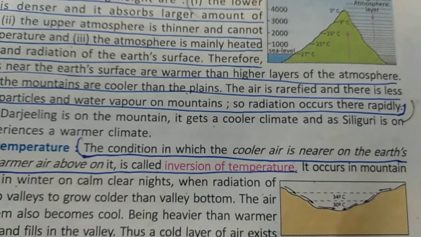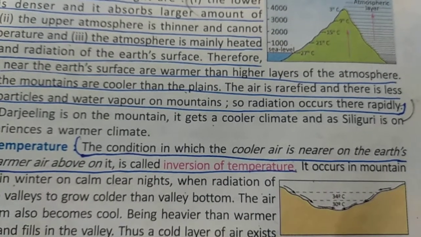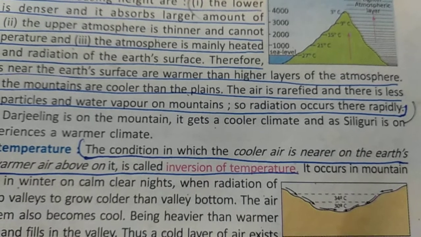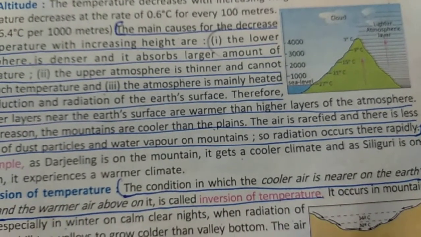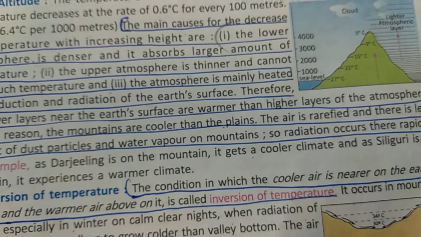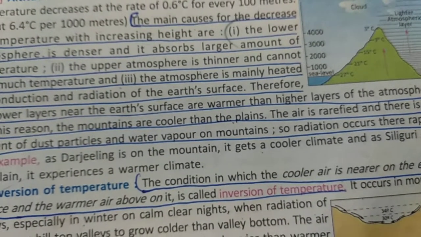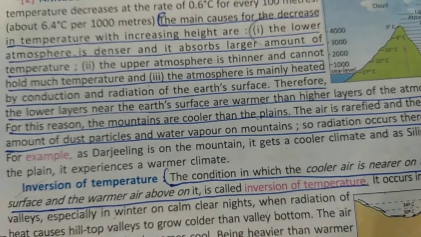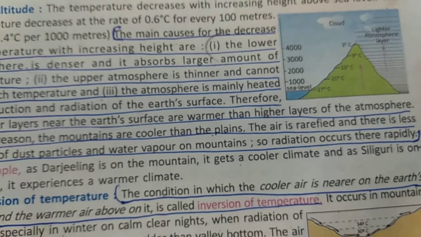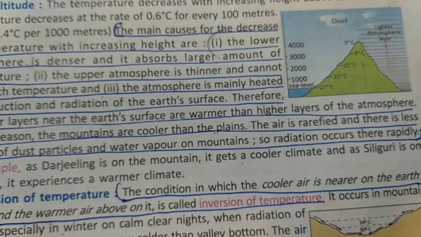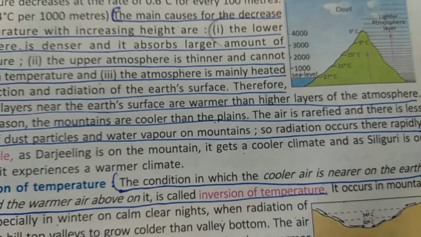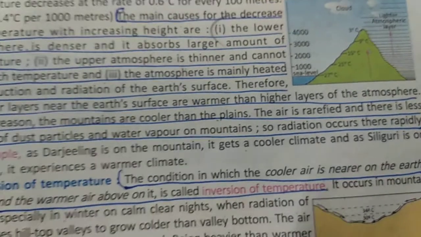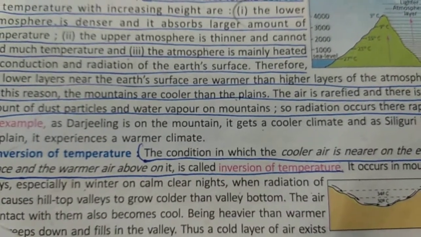The air is not here. The radiation that occurs here is happening very rapidly, which makes those areas easier. How to make you understand?